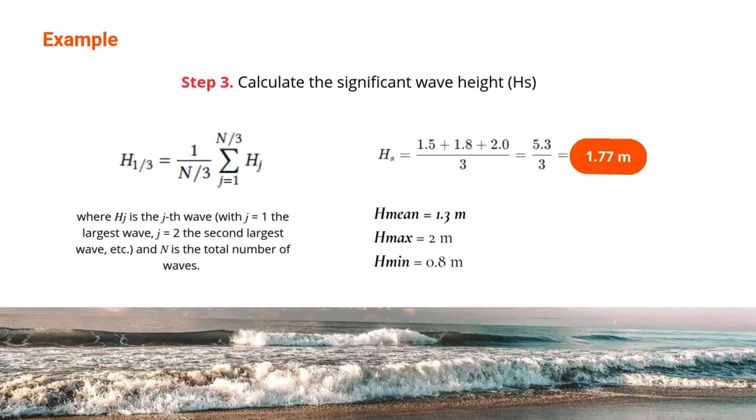Step 3. Calculate the significant wave height. Calculate the arithmetic mean or average of the heights of the waves in the highest third using the formula. In this example, the significant wave height is equal to 1.77 meters. From the original record, we can also calculate other statistical parameters such as the average of wave heights, the maximum wave height in the record, and the minimum wave height of the record.